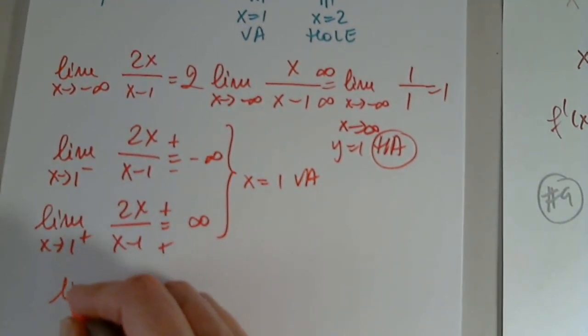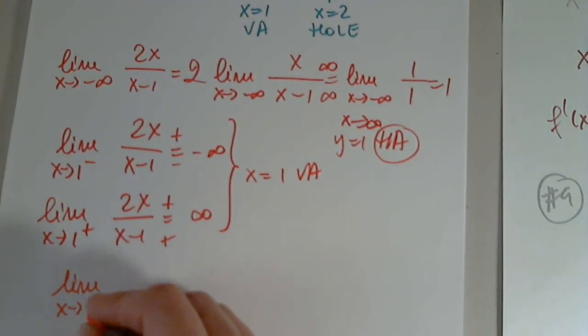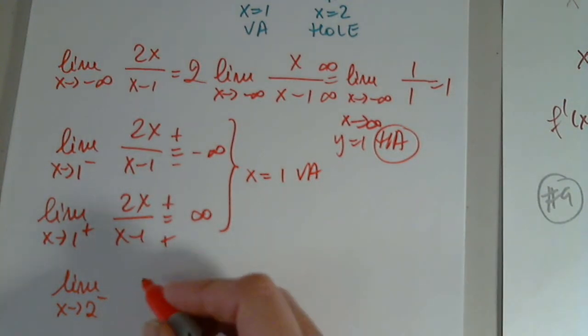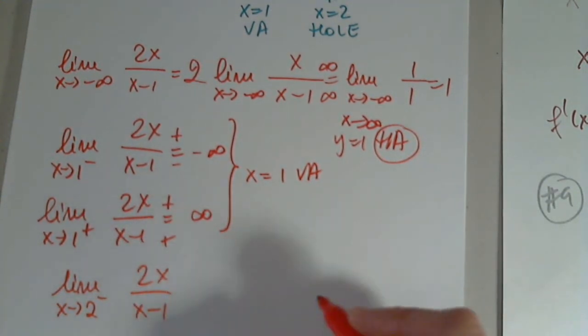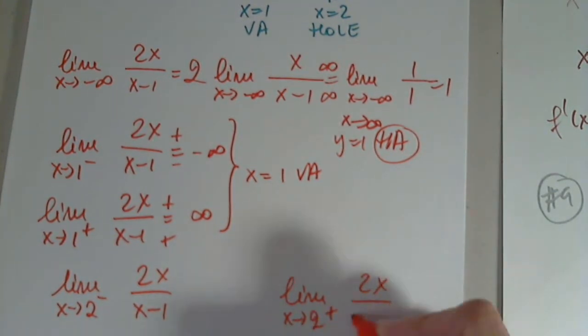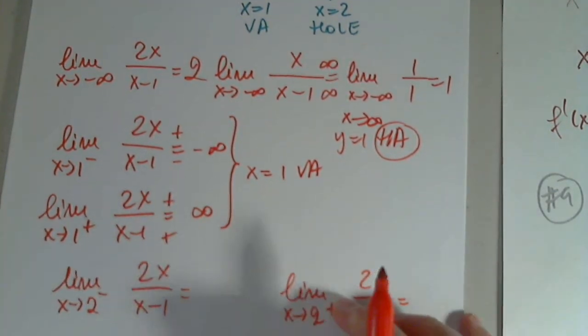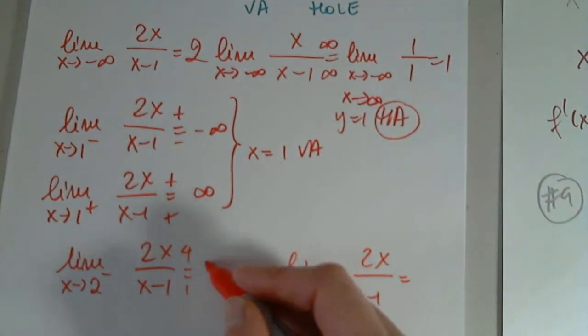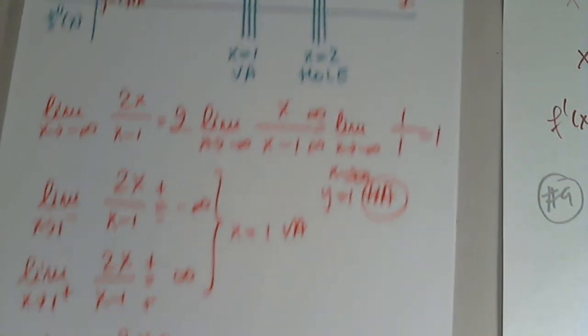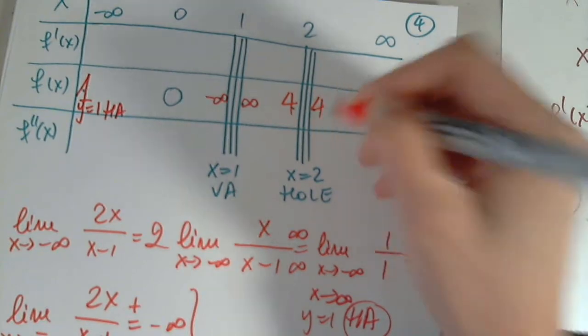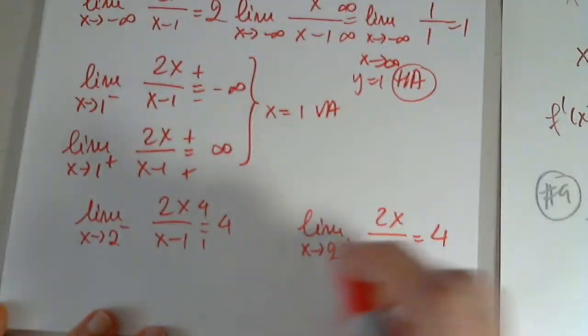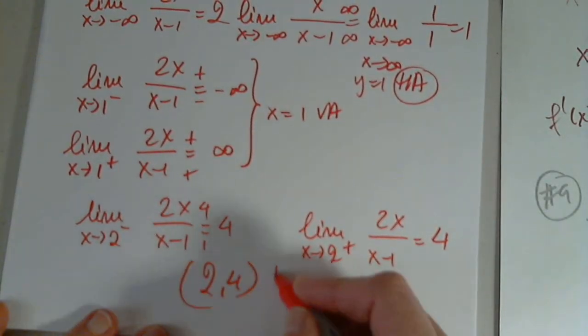And now we have to determine the limit as x approaches 2 from the left of 2x over x minus 1, and the limit as x approaches 2 from the right of 2x over x minus 1. The top is 4, the bottom is 1, so both limits are 4. I'm going to write 2, 4, a hole in the graph.